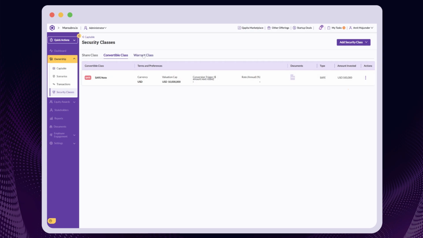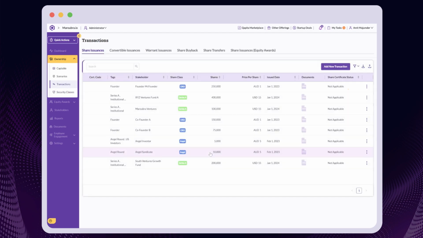Once the capital structure is in place, we allow companies to record the transactions ledger, a complete audit trail of activity since the company's inception, including any primary share issuances, any convertible issuances, share buybacks, share transfers, and employee exercises. For any given transaction, you'll be able to view supporting documents, be it share certificates, shareholder agreements, or SAFE agreements.